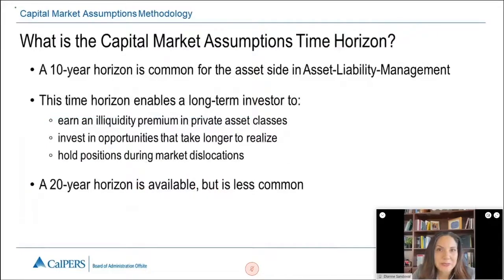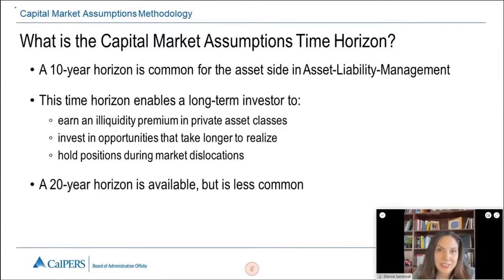Turning to page 4, I show that a 10-year horizon is common for asset liability management purposes. As described earlier by Wilshire, this allows the strategic asset allocation to serve as an appropriate roadmap over a market cycle. This time frame matches the experience we have had in the United States since the 80s, where we've had a major economic recession, as defined by the National Bureau of Economic Research, approximately every 10 years. More importantly, this long-term horizon enables us to earn an illiquidity premium in the private asset classes, invest in opportunities that take longer to realize, and hold on to or add positions during market dislocations.